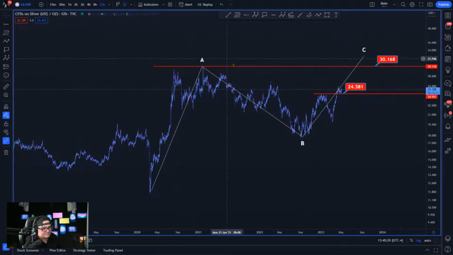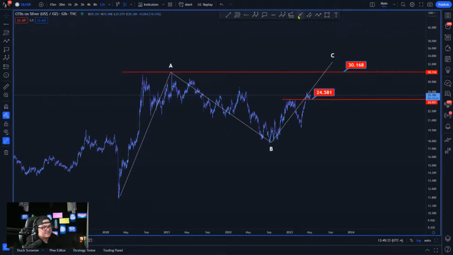There you go. So, like I said, if we can't get below $24, I'm ultimately looking for $30 to be tested. And depending on how we react to $30, we'll determine if we have a much larger play at hand.